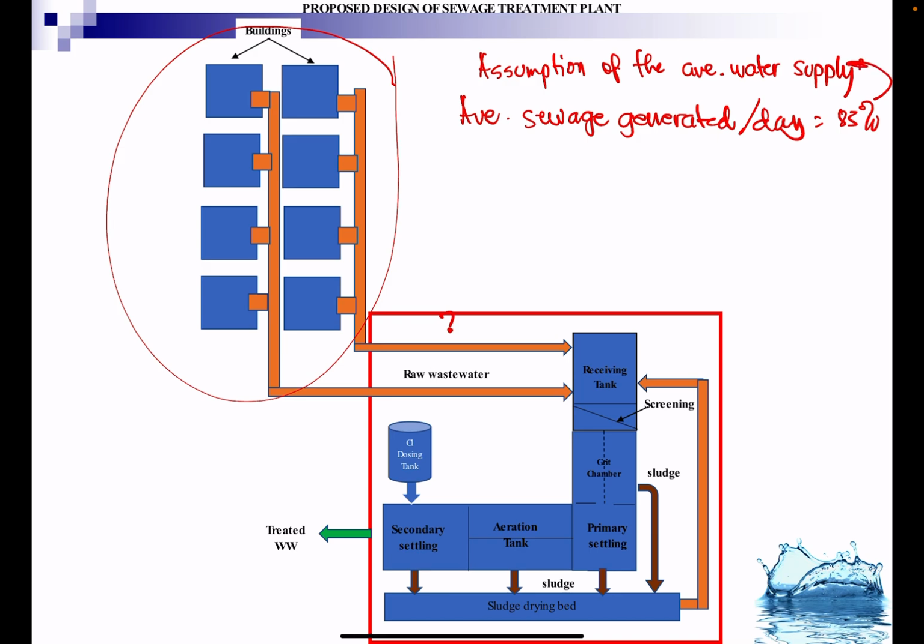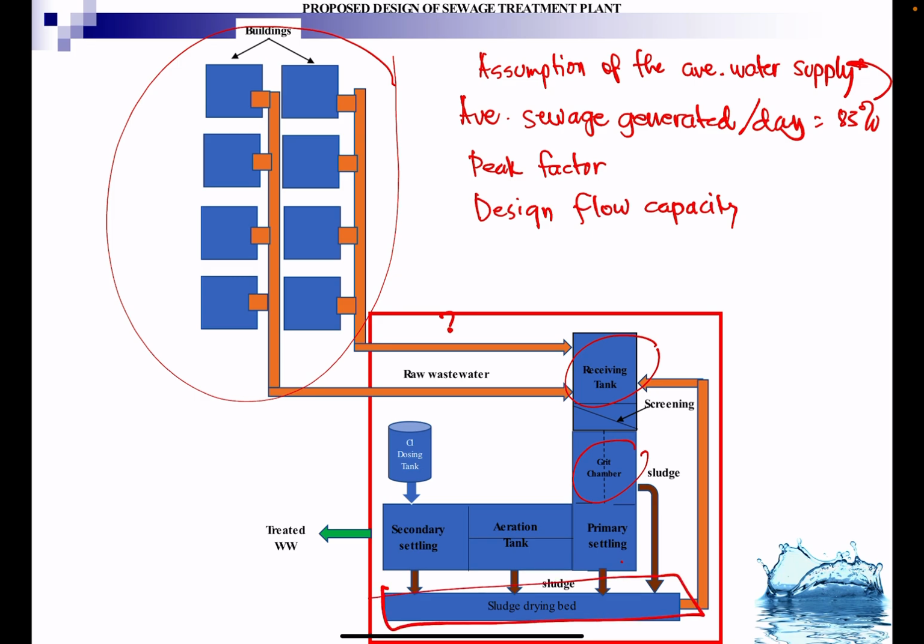So once you know that, you just need to have an assumption of the peak factor for you to know the design flow capacity. Because from here, design flow capacity will be your basis in sizing your receiving tank, your grit chamber, the primary, up to the sludge drying bed. So design flow capacity is just the average sewage generated multiplied by the peak factor. Okay? So yan yung magiging capacity mo.